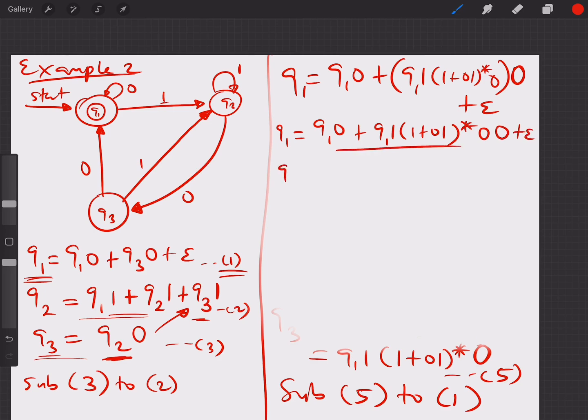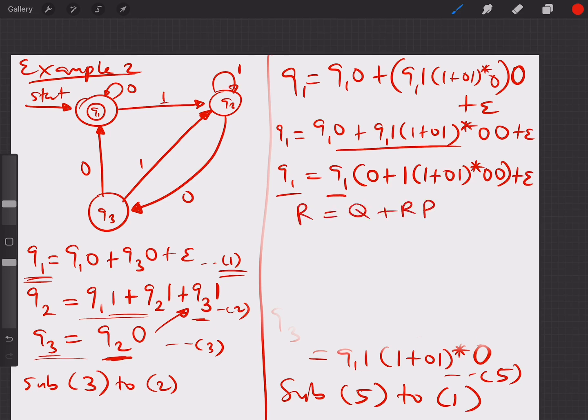Factorizing that, we have Q1 times 0 plus 1, bracket 1 plus 0, 1 star 0, 0, plus empty. Again, we can recognize Arden's theorem, where R is equal to Q plus RP equals QP star, where Q1 is equal to R, empty is equal to Q, and the 0 plus 1 and so on is equal to P.